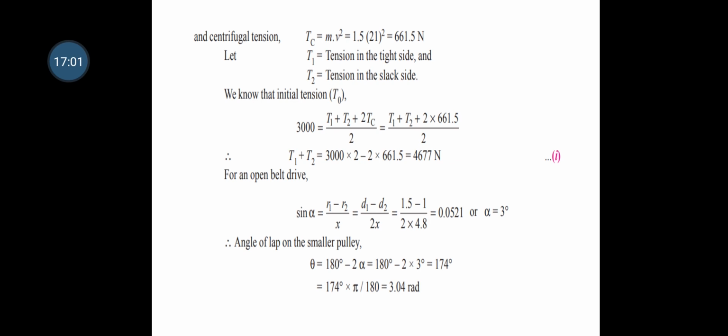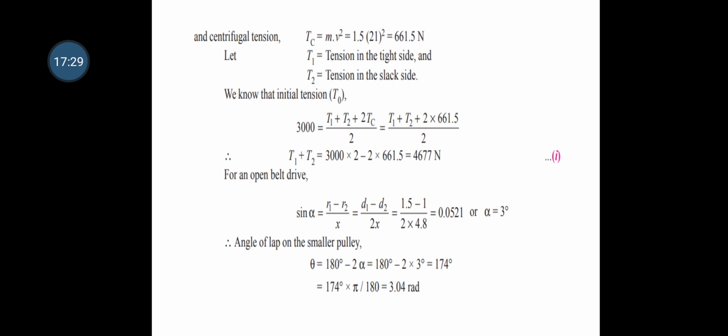Let T1 and T2 be the tension in the tight and the slack side of the belt. We know that the initial tension T0, 3000, is equal to (T1 plus T2 plus 2 Tc) divided by 2. So T1 plus T2 is equal to 3000 into 2 minus 2 into 661.5. That is, T1 plus T2 is equal to 4677 Newton. That is equation number 1.